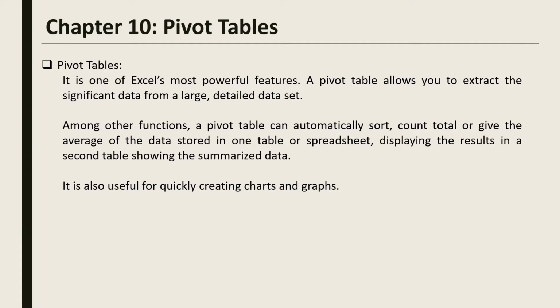Pivot tables is one of the most powerful features of Excel. It allows you to extract a summarized report from large data sets, and it can automatically sort, do the mathematical operations, filter the data, and give a very summarized report to the user. It can also summarize data in graphs and charts. Let's understand it more properly in the Excel sheet.